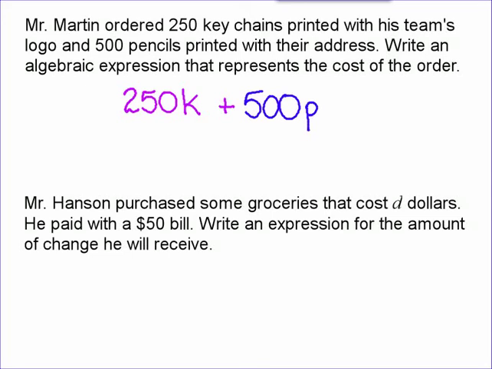Let's look at this next one. Mr. Hansen purchased some groceries that cost D dollars. He paid with a $50 bill. Write an expression for the amount of change he will receive. So he starts with 50, right? Then what does he do? I subtract D, the cost of the groceries. So $50 minus D will be how much he gets back.